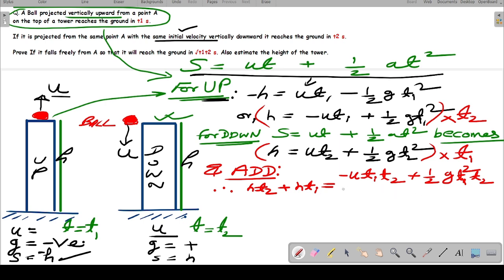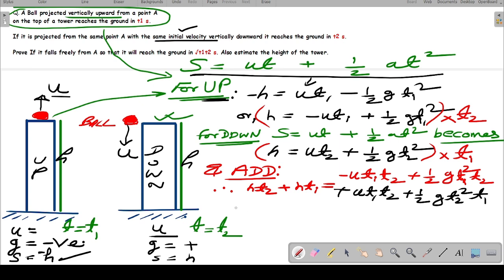You can see I'm writing it with a different color so that you can understand very easily. Plus U times T1 T2. You can see here T1 T2 with negative sign, minus U T1 T2 and plus U T1 T2 will be cancelled out, right? So our motive of multiplying the first equation by T2 and the second equation by T1 is resolved over here. So we get U times T1 T2 in the RHS plus half G T2 square into T1, right?